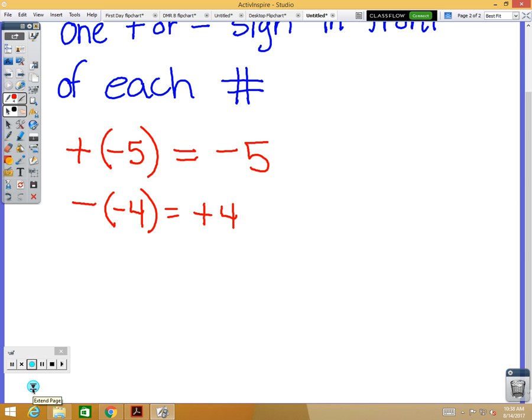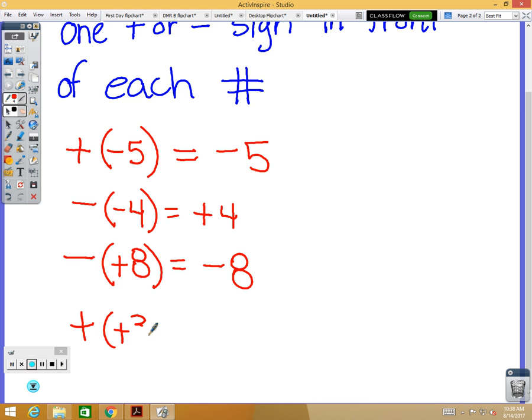If we had minus a positive 8, would that give you a negative 8 or a positive 8? The signs are different, so it's going to be a negative 8. And this one hopefully is easy. If you had plus a positive 3, positive 3.